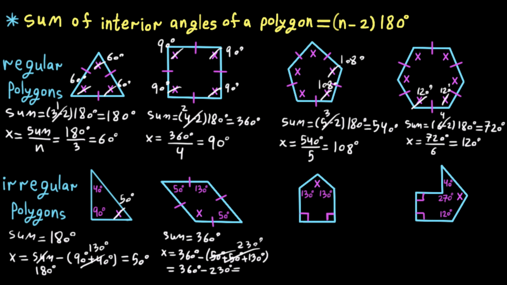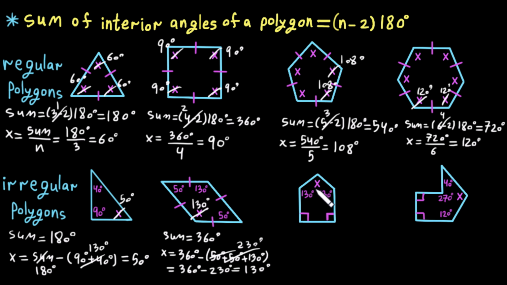360 minus 230, it will be 130 degrees. So instead of this x, we have to write 130 degrees. So the value of this is 130 degrees. As you can see here, the shape is called a rhombus, because all the sides here are equal, and opposite interior angles are equal. Here 50, 50, 130, 130 degrees. So this shape is called a rhombus.